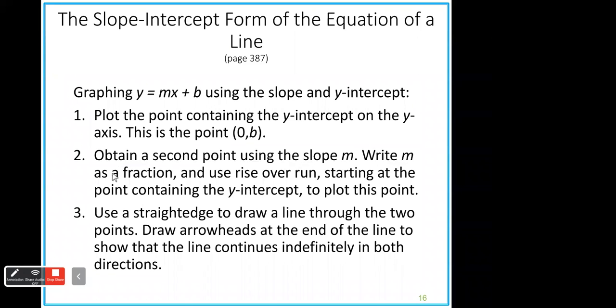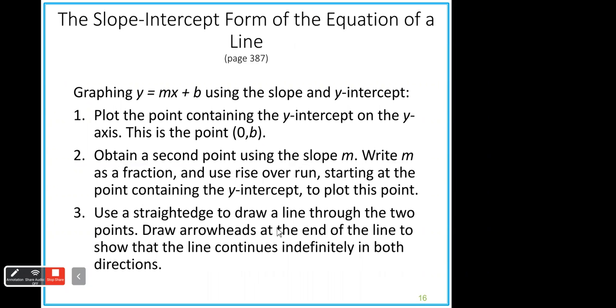Write m as a fraction and use rise over run starting at the point containing the y-intercept to plot this point. Use a straight edge to draw a line through the 2 points, and then draw arrow heads at the end of the line to show that the line continues indefinitely in both directions.